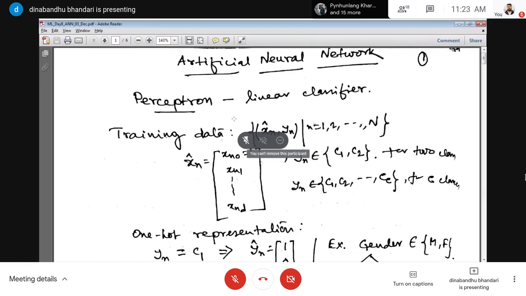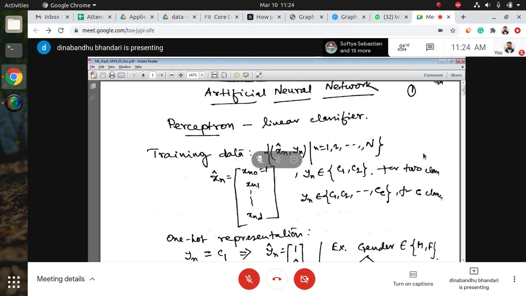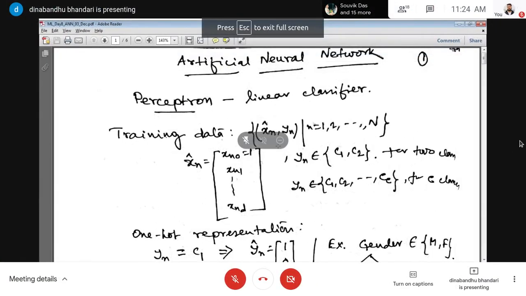Now, let me explain what the problem is in this case. We have a training data set, right? This is a supervised learning. And now we are familiar with this notation, right? We have got the objects characterized by xn, and the number of characteristics to characterize the data is d, and we have added this dummy variable xn0, which is equal to 1. So xn is nothing but a d plus 1 dimensional vector, and yn is the label.